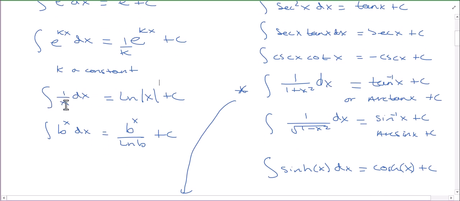The integral of 1 over x, this is the one you do not want to write as x to the -1. We want to recognize that the antiderivative of 1 over x is the natural log of the absolute value of x. And then b to the x, an exponential where the base is not e, you get the exponential back, so b to the x divided by the natural log of the base, and then always plus a constant. The nice thing about antiderivatives is that you can check them by taking the derivative of your answer. So whatever you think your antiderivative is, take the derivative to check it.